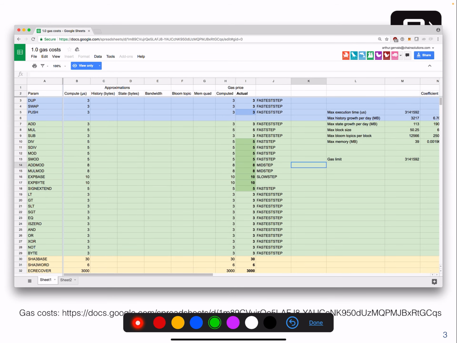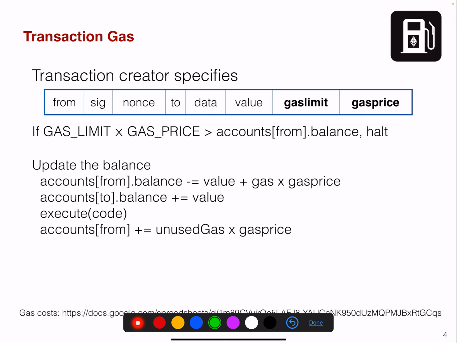Here are the gas costs. You can see, for example, the opcode DUP requires a gas price of 3. And you can see there are some quite expensive opcodes like ECRecover. That's a public key cryptography opcode, which requires quite some more gas to be executed. This might actually be updated over time.